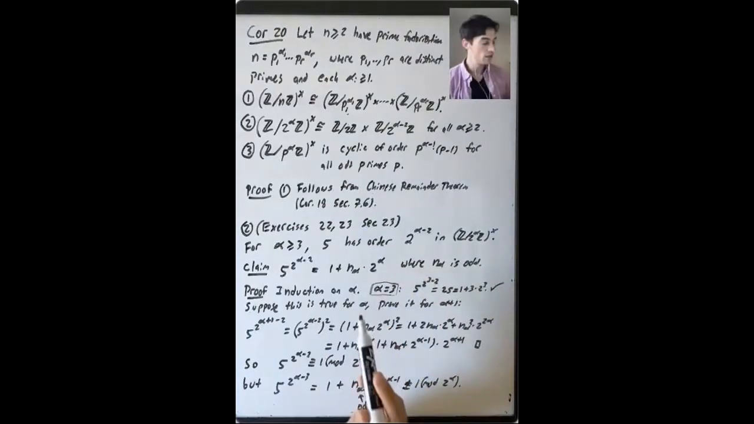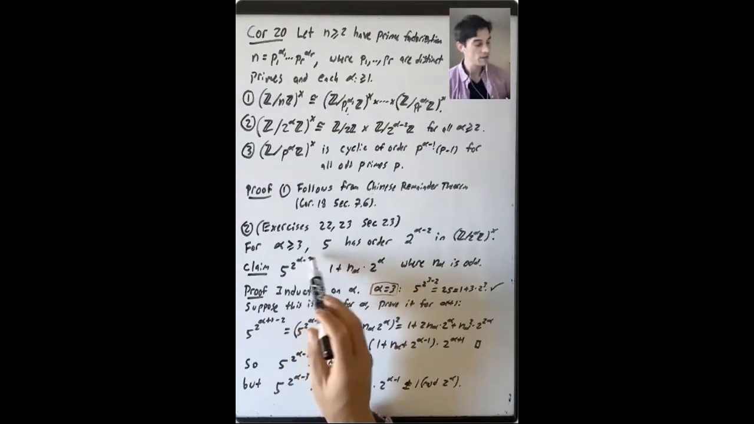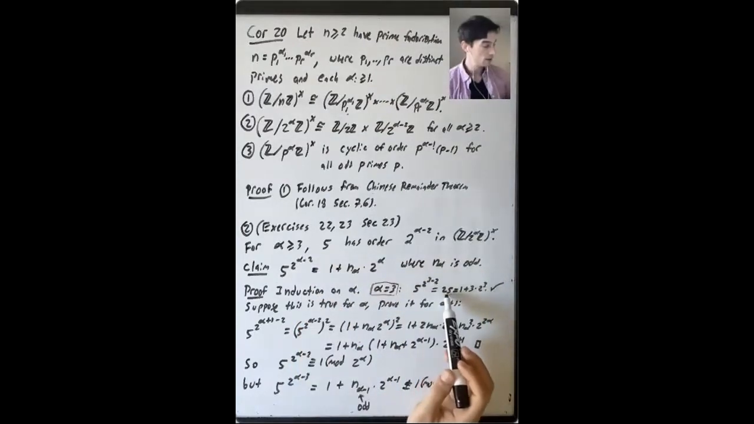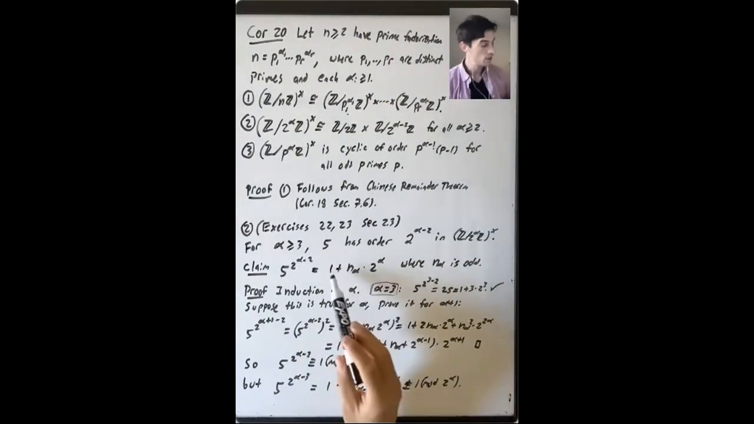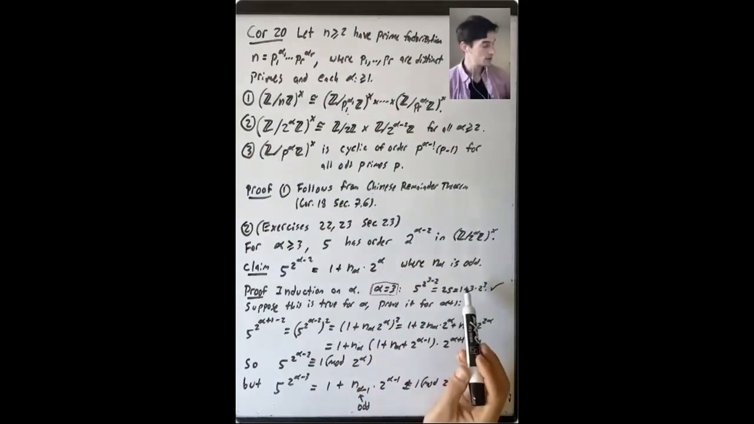Okay, we'll prove this by induction on alpha. When alpha equals 3, what are we saying? 5 to the 2 to the 3 minus 2 power, 5 to the 2 to the 1 power. So 5 squared, 25, is equal to 1 plus some odd number times 2 cubed. And that's true. It's 1 plus 3 times 2 cubed. Okay, so the base case, alpha equals 3, is fine.